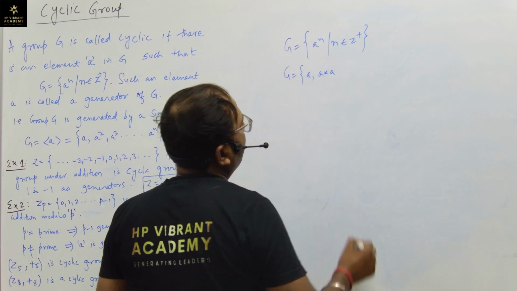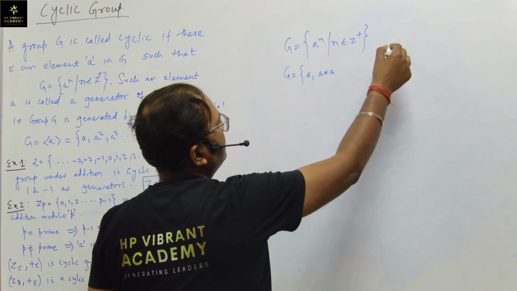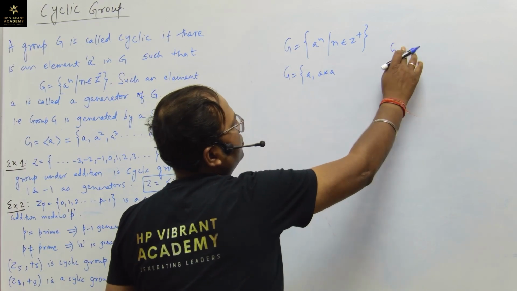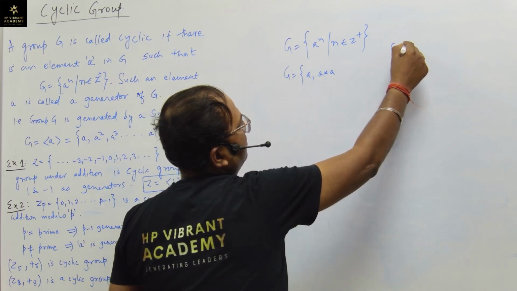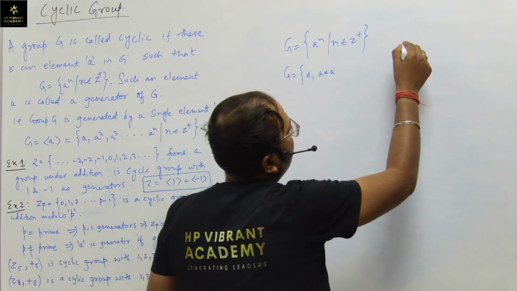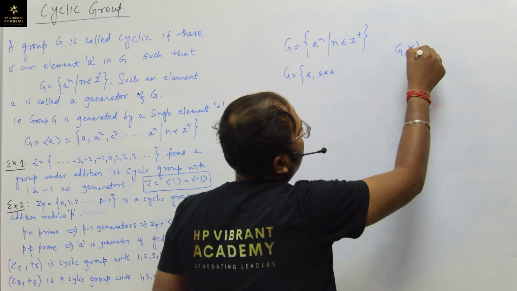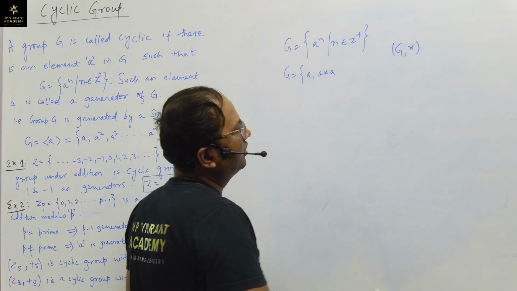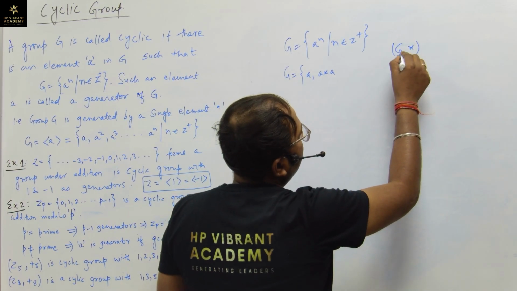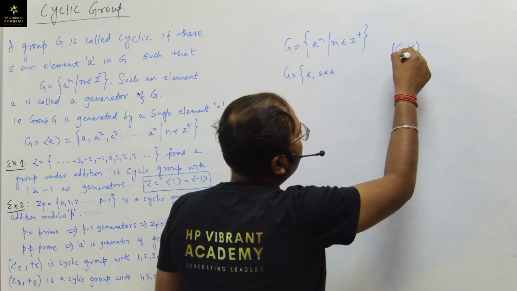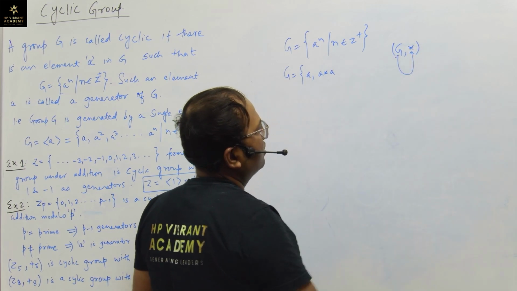We have the algebraic structure (G, star), and this G forms a group under the operation star.